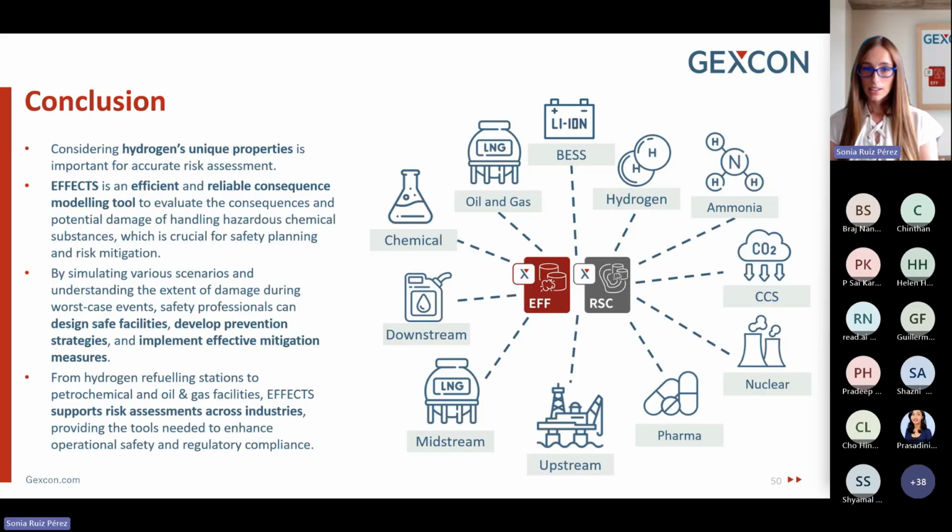And finally, EFFECTS supports safety across a wide range of industries, not just hydrogen. From oil and gas and petrochemicals and other high-hazard industries, EFFECTS and risk curves provide the tools required to ensure safe operations, enhance regulatory compliance, and safeguard both people and assets.